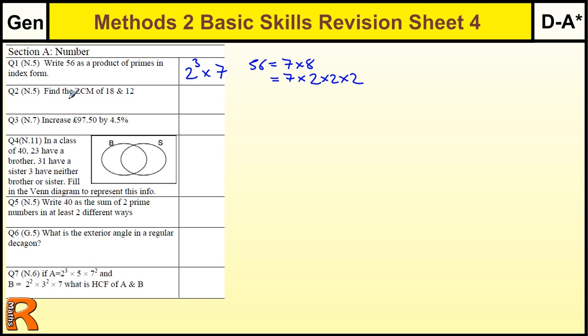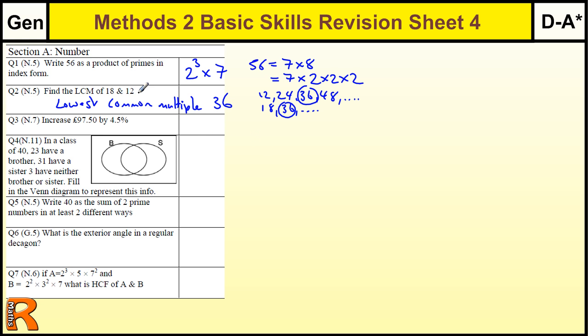Okay, the second question. Find the LCM, lowest common multiple. So the multiples of 12 and 18. So 12, we go 12, 24, 36, 48, and so on. 18 is 18, 36, and so on. But we have our lowest common multiple, which is 36.